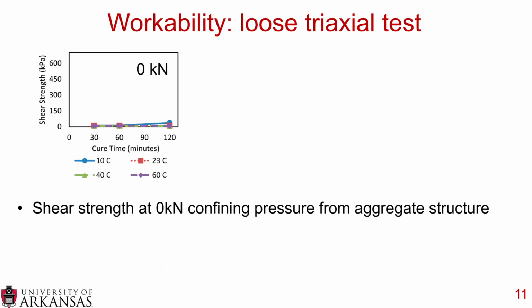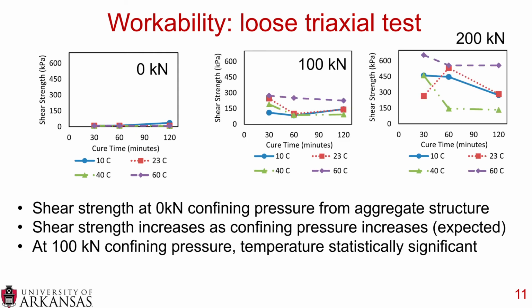So when we're looking at the workability using the loose triaxial test, we felt that the shear strength at 0 kilonewtons, which was 0 confining pressure, mainly came from the aggregate structure. We did have a membrane around the samples, but the majority of any sort of strength came from simply the aggregate structure holding some loads. But then once you get into the 100 and 200 kilonewton confining pressure, you see that the shear strength increases as the confining pressure increases. And this was expected in the loose triaxial test. We also found at 100 kilonewtons confining pressure, the temperature was statistically significant.